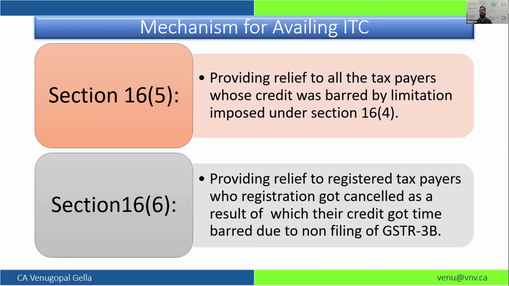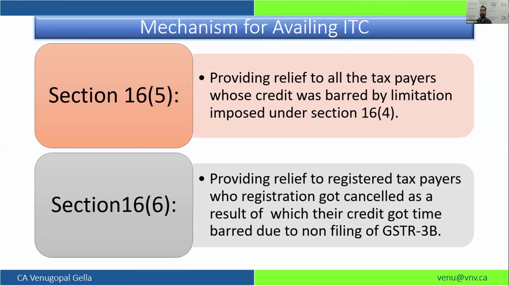So we need to be very proper in our understanding of these two specific subsections which talk about claiming of ITC. Now, Section 16, subsection 5. This talks about providing relief to all the taxpayers whose credit was barred by limitation under Section 16(4). 16(4) has been one of the biggest litigative topics in the field of GST in the past one year. In the initial years, there were many filers who filed their GST returns belatedly. Accordingly, the department started issuing notices and disallowing the credits, saying that you have claimed this ITC in your return belatedly, beyond the time limit prescribed under Section 16(4). The time limit prescribed under 16(4) is currently 30th November of the year subsequent to the year to which your invoice or debit note pertains, or the date of filing the annual return, whichever is earlier.